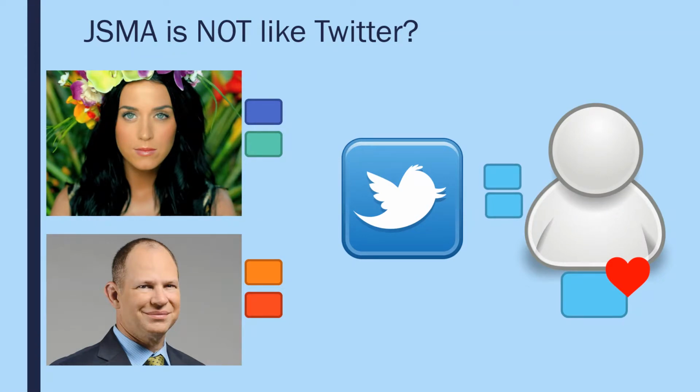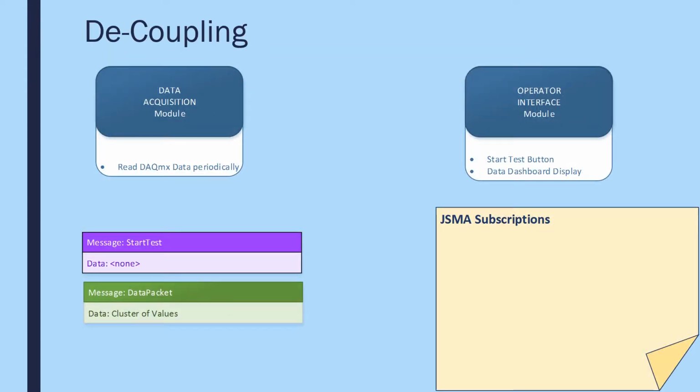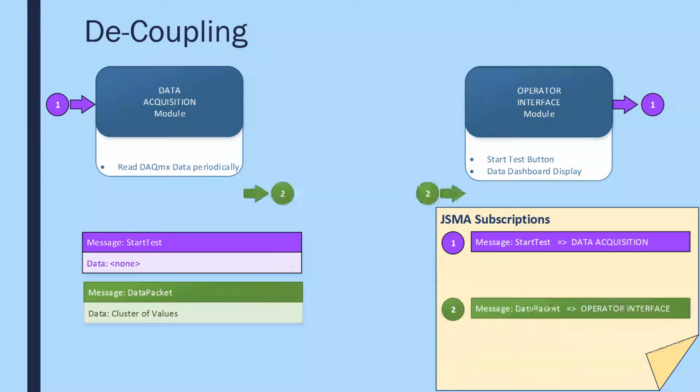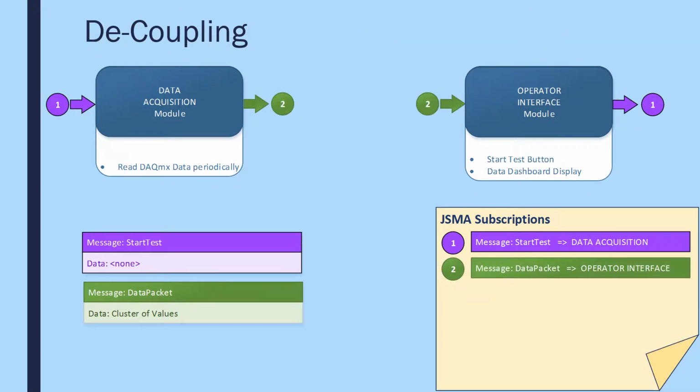Back to our example application. The data acquisition module subscribes to receive the test start message, but it doesn't know that the operator interface is sending it. The operator interface module subscribes to receive the data packet message, without knowing that the data acquisition module is the one sending it. So the only links that exist between these two modules are the two messages themselves.